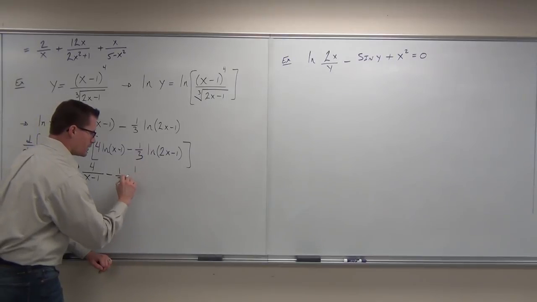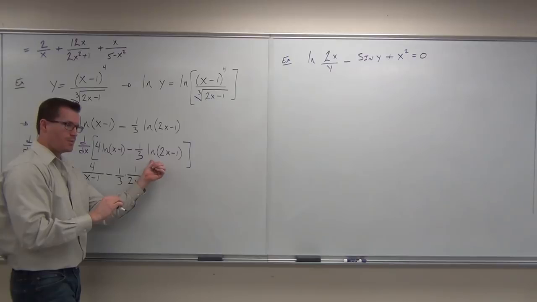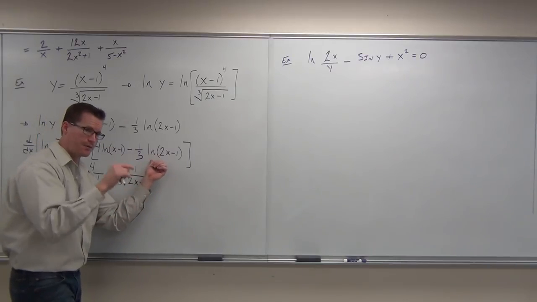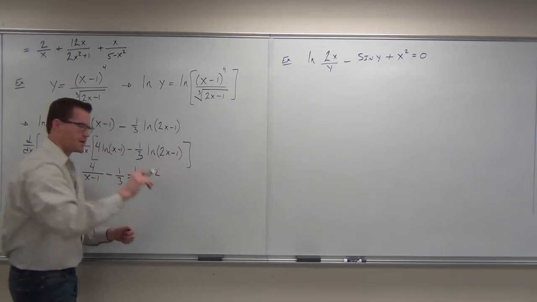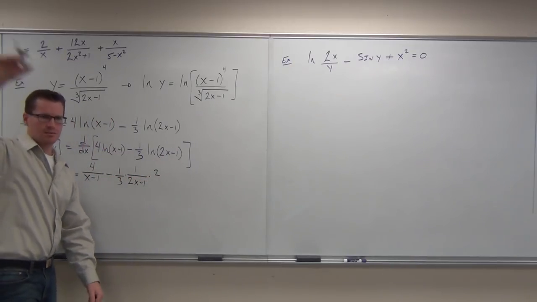We've got a 1 over 2x minus 1 because we're taking a derivative of ln. But now we do have a chain rule. Don't forget about the chain rule. My goodness. Derivative of the inside gives you what? How many people made it that far? That's cool. That's great. It's fantastic.